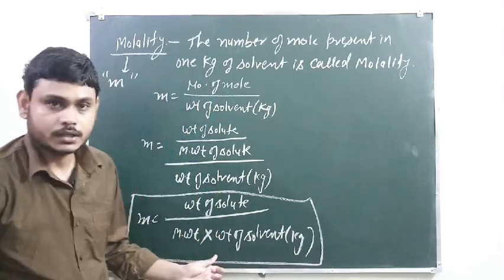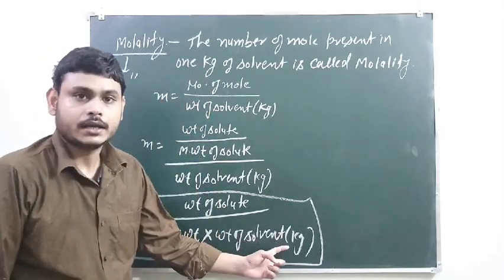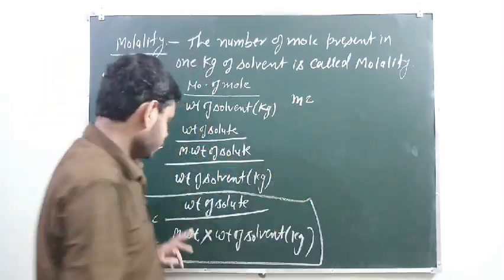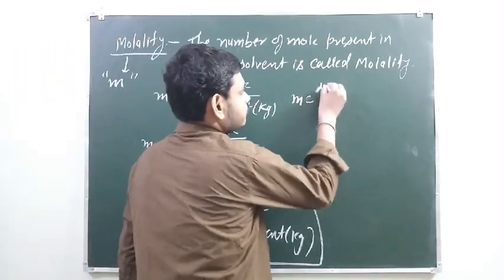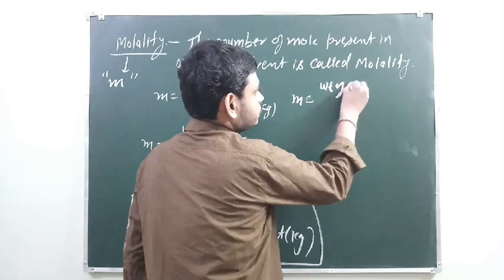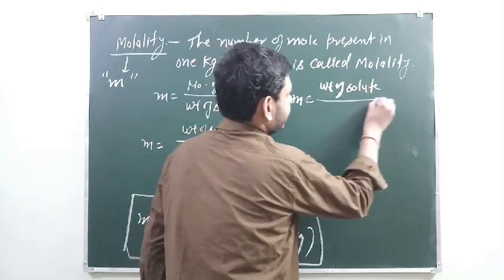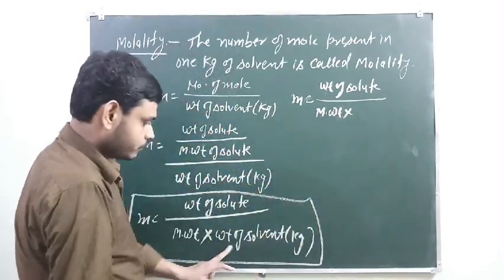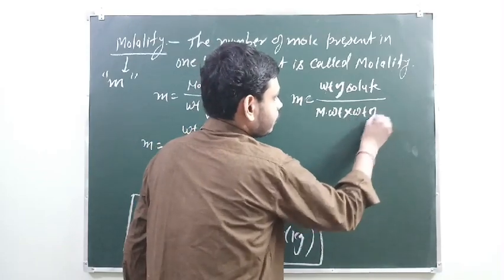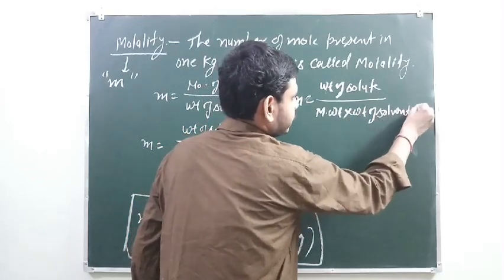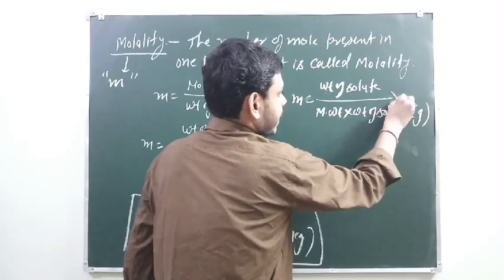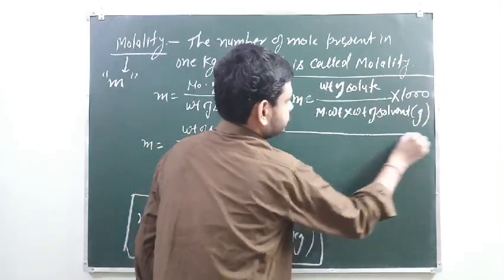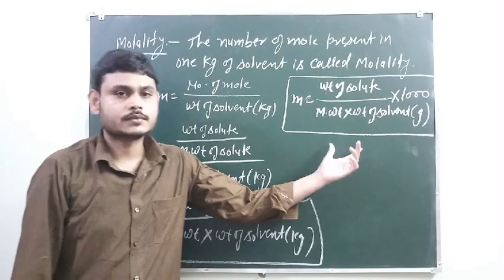If in the question the weight of solvent is given in gram, then we can write molality is equal to weight of solute divided by molecular weight of solute into weight of solvent in gram, but we have to multiply with 1000. Clear?